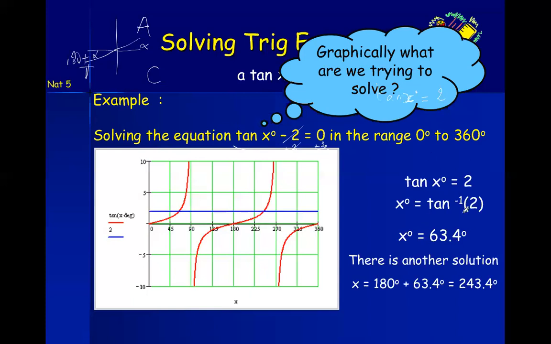So here they've given the answers to 1 decimal place. We quickly check within the range of 0 to 360, so our answers are correct. And if you were to look at it visually, you do have 2 answers, one here and one here.